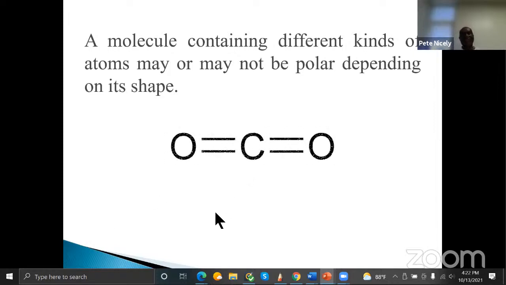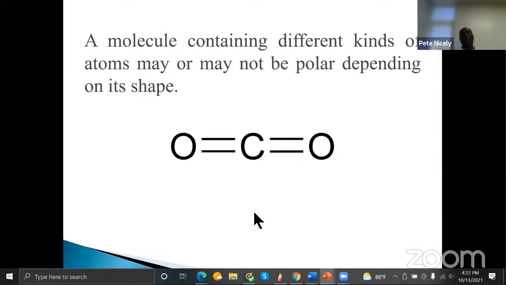All right. So if we look at the example of carbon dioxide, this is the Lewis structure of carbon dioxide. And this is also actually the shape of carbon dioxide. We're going to learn about that later on. But for now, just accept that this is the actual shape. It's a linear molecule where you can literally draw a line from one oxygen through the carbon to the other oxygen at the other end.